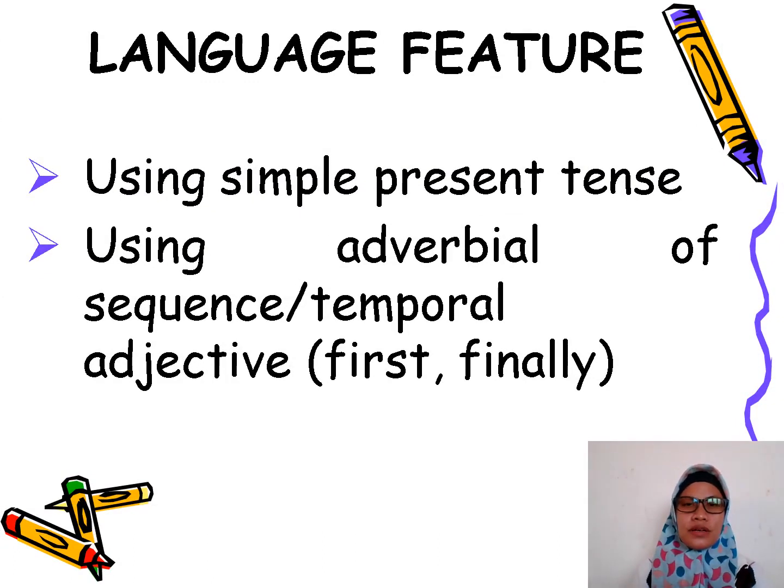And the language features of procedure text recipe: using simple present tense, using adverbial of sequence or temporal adjective, for example, first, second, the next, then, and finally. Jadi menggunakan temporal adjective. Yang pertama, yang kedua, kemudian, akhirnya, contohnya.